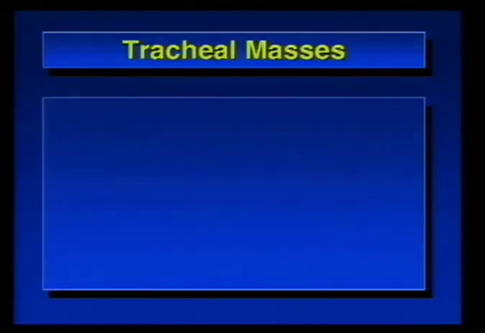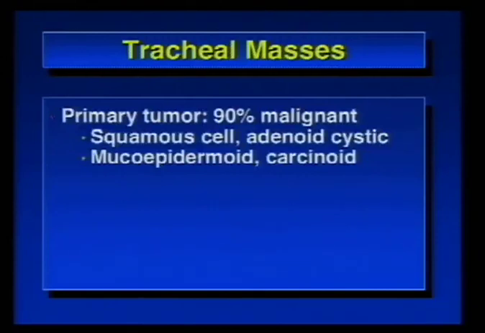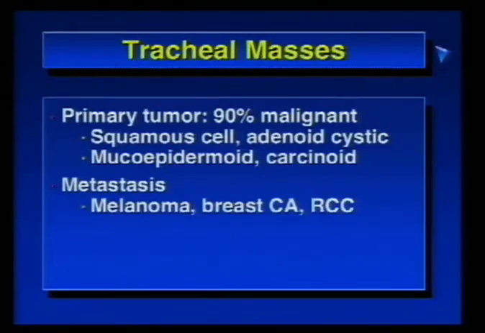Okay. Tracheal masses. 90% of primary tumors of the trachea are malignant. Okay, and these include mucoepidermoid carcinoma, adenoid cystic carcinoma, and less commonly squamous cell or carcinoid. So actually the most common ones are adenoid cystic and mucoepidermoid. Metastases can also occur and involve the trachea. And what primary tumors can metastasize to the trachea? Well, melanoma, okay, breast cancer, renal cell carcinoma, those are some of the tumors.